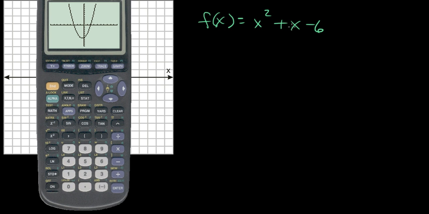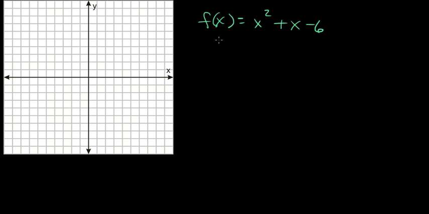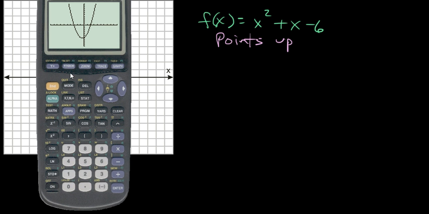Here's f of x equals x squared plus x minus 6. As you can see, it points upward. So we'll just write that in there. It points up. Also we want to know what's the vertex of that graph. You can approximate it, or actually you can get it exact just using the calculator. It's pretty easy, and I'll show you how. You hit second.